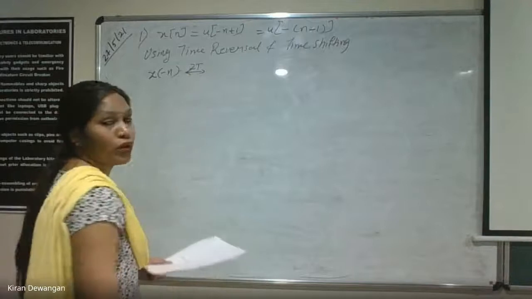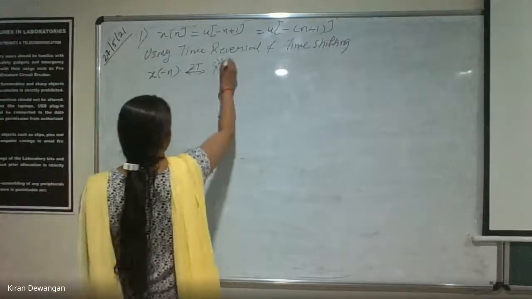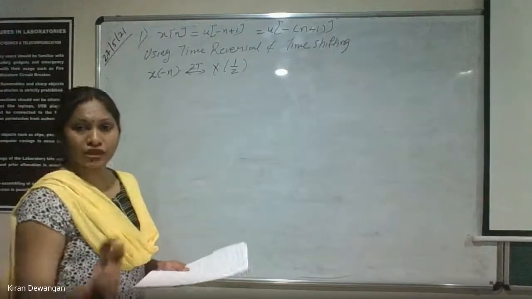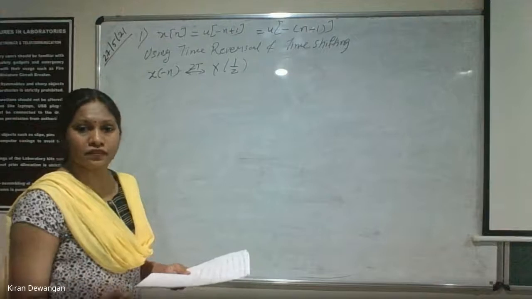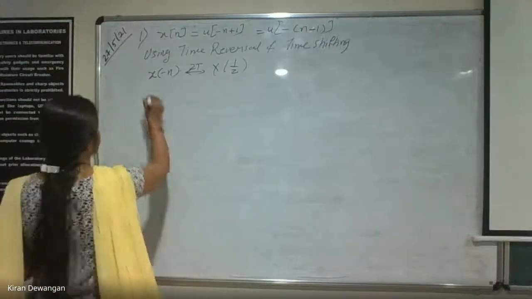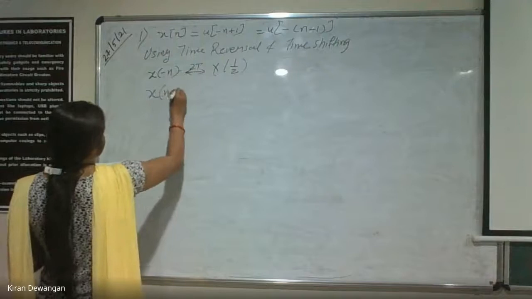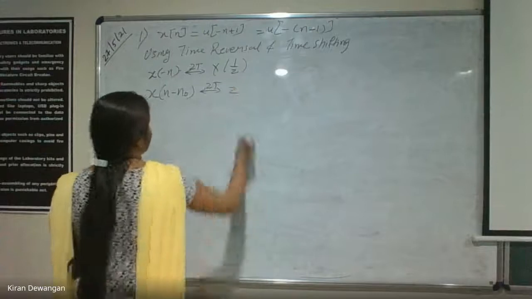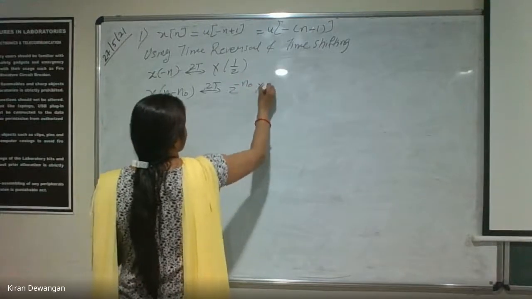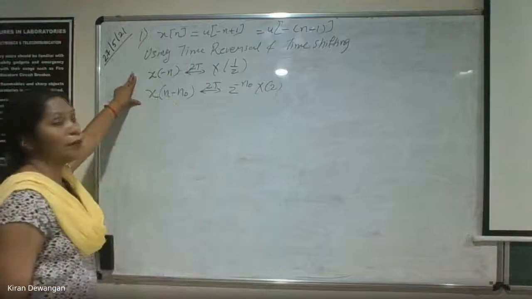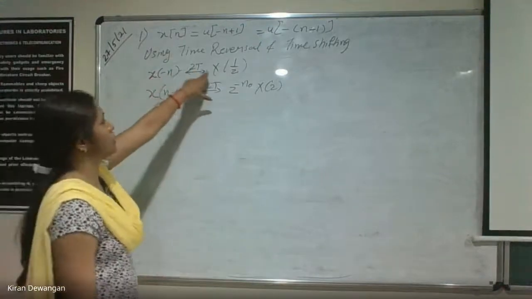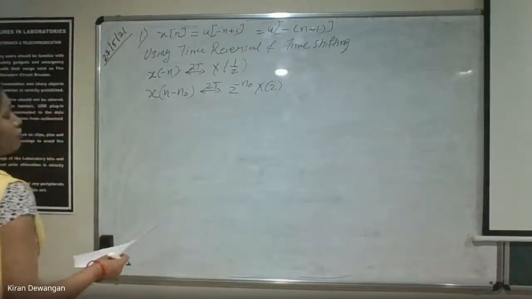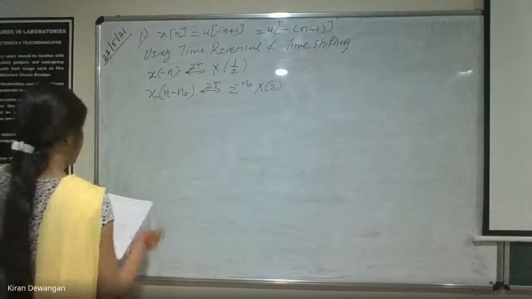z transform. What is x of minus n? It is x of 1 by z. We already know this. X of n has z transform x of z. Then if you are taking x of minus n, it will have z transform x of 1 by z. And x of n minus n naught will have z transform z to the power minus n naught x of z. ठीक है, now these are the two properties that we will have to use. X of minus n will have z transform x of 1 by z. X of n minus n naught will have z transform z to the power minus n naught into x of z.